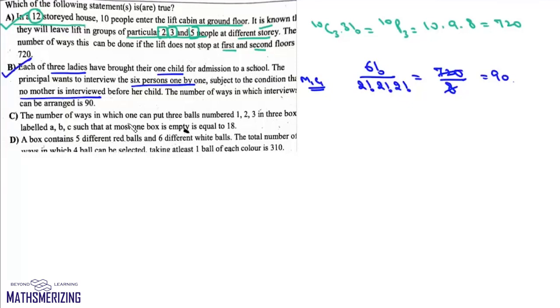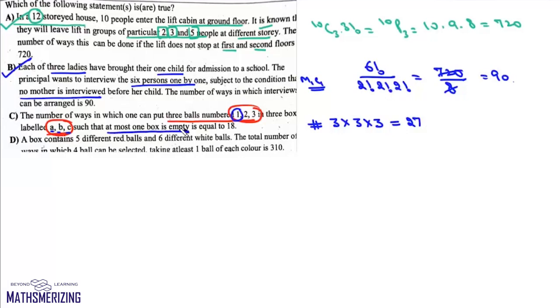Now the C is: the number of ways in which one can put 3 balls numbered 1, 2 and 3 in 3 boxes labeled A, B and C such that at most one box is empty is equal to 18. Now since balls are numbered and boxes are labeled, that means there are distinct balls and distinct boxes. For ball number 1, we have 3 choices. It can be put into any box A, B or C. For the second also we have 3 choices, and for the third also we have 3 choices. So if we do not have any restriction, then the total number of ways of distributing 3 distinct balls in 3 distinct boxes is 27. Now it says at most one box is empty.